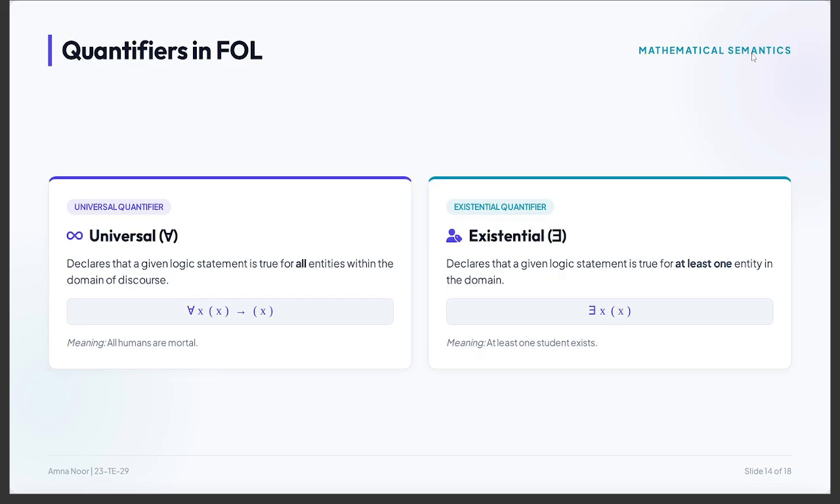Then we have quantifiers in FOL. FOL uses quantifiers to express general knowledge. The universal quantifier means for all, such as all humans are mortal. The existential quantifier means there exists, such as at least one student exists. They allow us to represent real world knowledge more accurately.